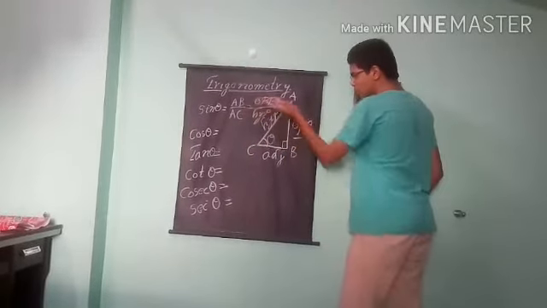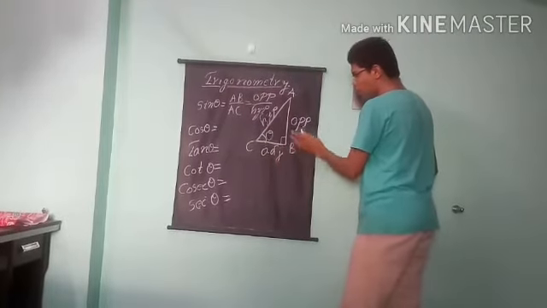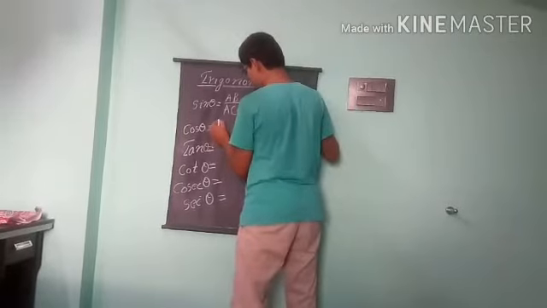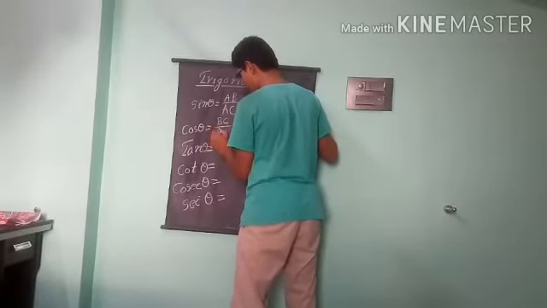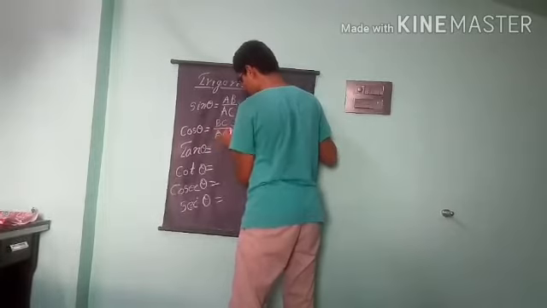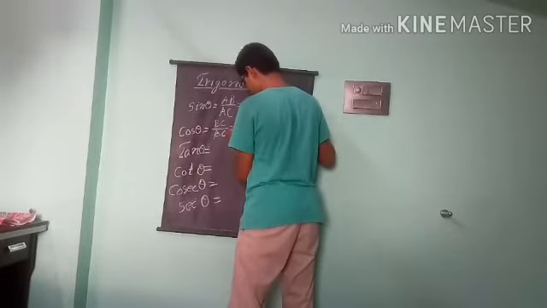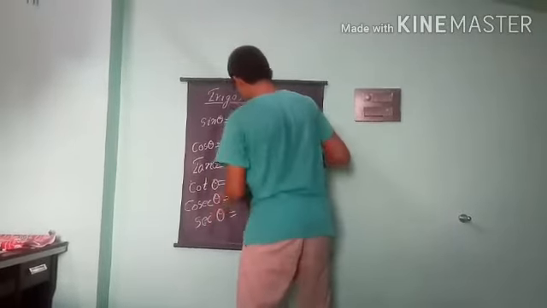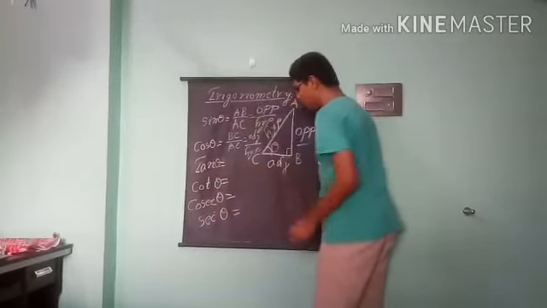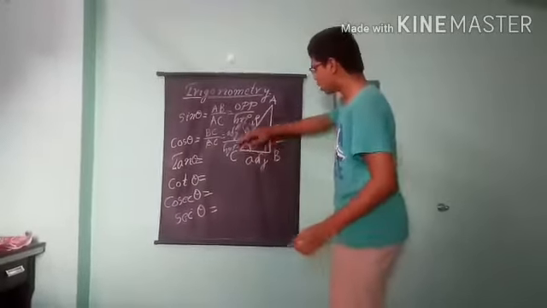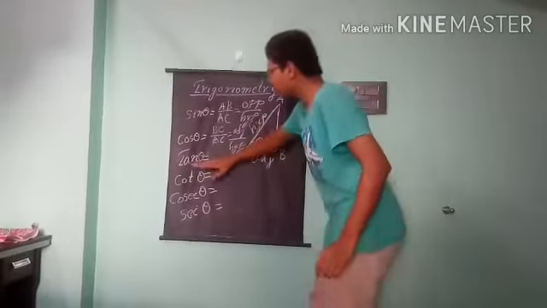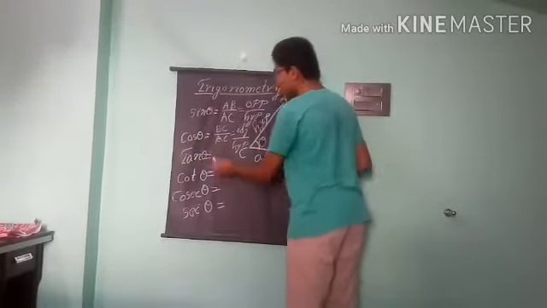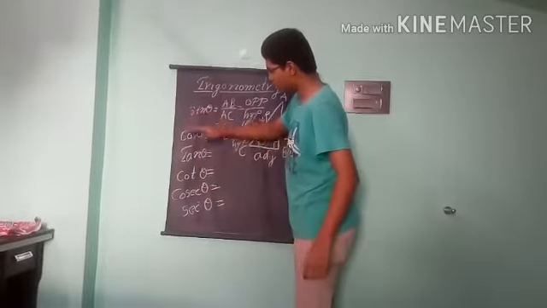Of these two sides, the opposite side is already used. What is the remaining side? It is adjacent. So cos theta is adjacent by hypotenuse. Then tan theta. For tan theta we write sine by cos. Sine by cos equals tan.